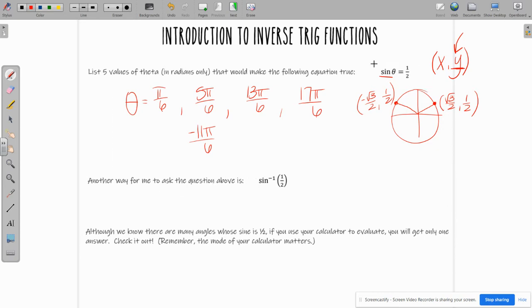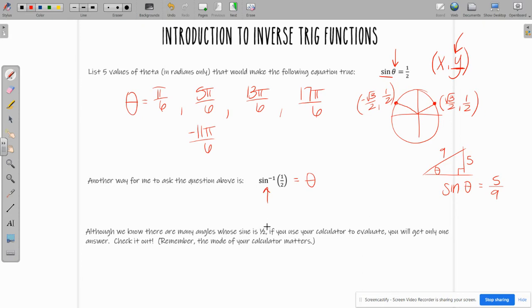Another way for me to ask this same question is if we wanted to take the inverse sine of 1/2 and we would be left with theta. This is how we were isolating theta in problems where we were solving, for instance, if I gave you a right triangle and you were looking for an angle, and I gave you that this side was 5 and this side was 9, then we could say the sine of theta equals 5/9. And then we would take the inverse sine of both sides in order to find theta by itself. So this is the inverse function that we're utilizing here.